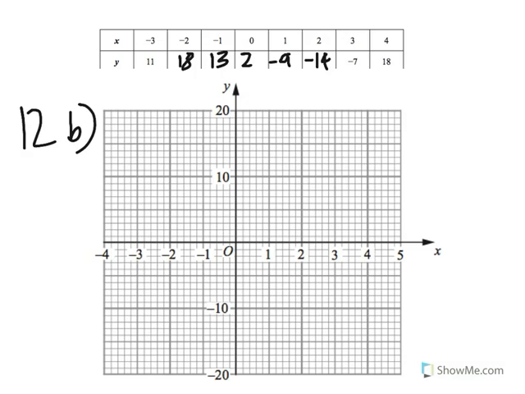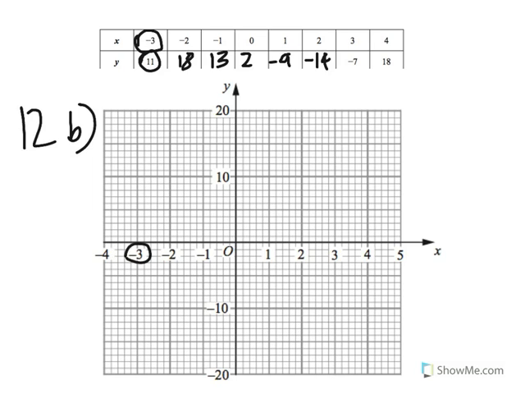Now 12b, you've got your x values and y values. All you've got to do is draw the graph of this function, x cubed minus 12x plus 2, from x equal to -3 to 4. Okay, so all you've got to do is take this x value and this y value and put it on the graph. Now this is pretty basic stuff. I'm hoping you know how to do this.